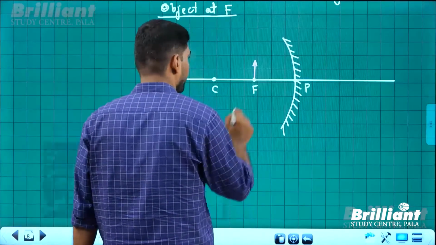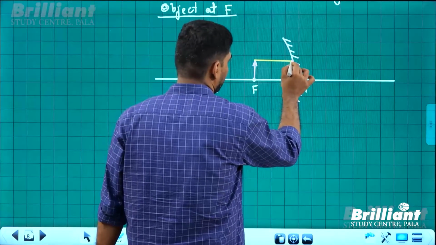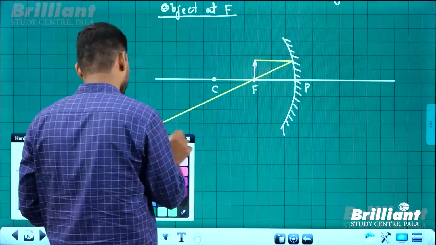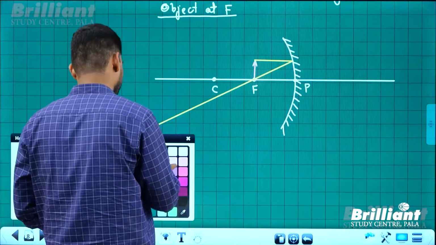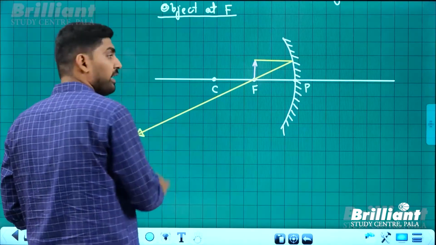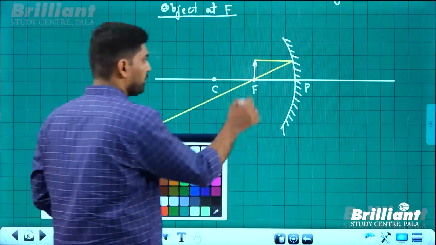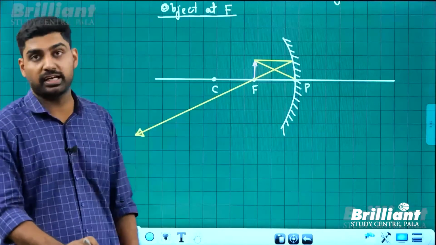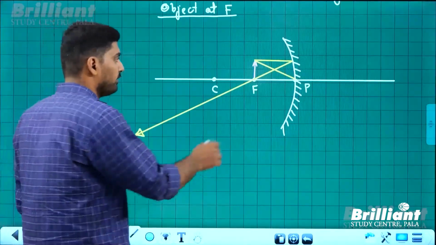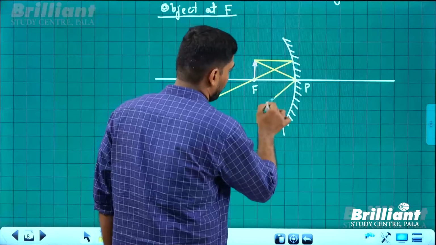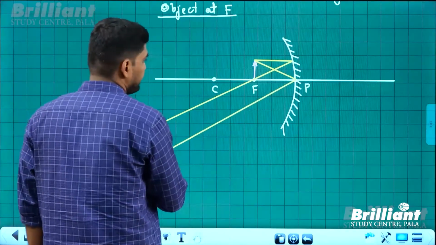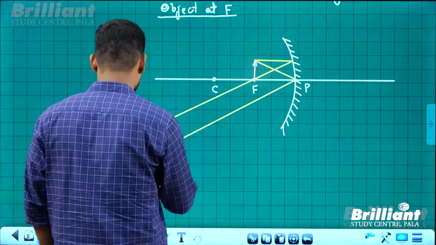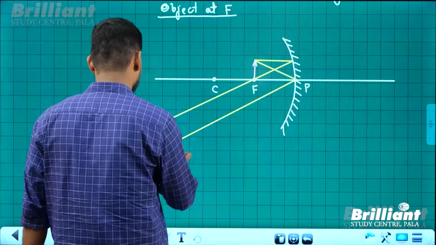Let us consider the light rays. One light ray that is parallel to the principal axis, after reflection, will pass through the focus. And another light ray is going to be incident on the pole. Let's see what happens to this after the reflection. If these light rays incident on the pole are reflected, they will be reflected symmetrically, and you can see that these light rays are parallel to each other after reflection.